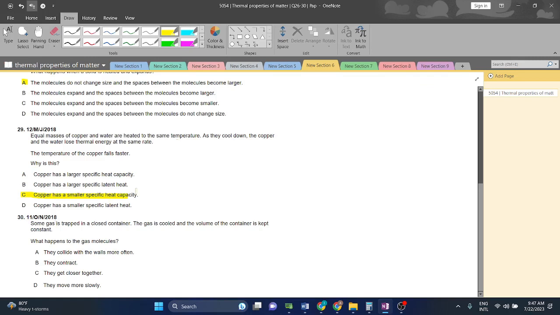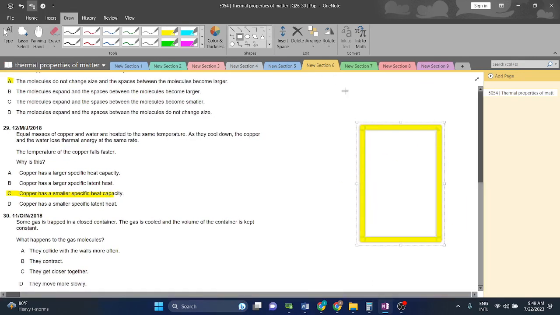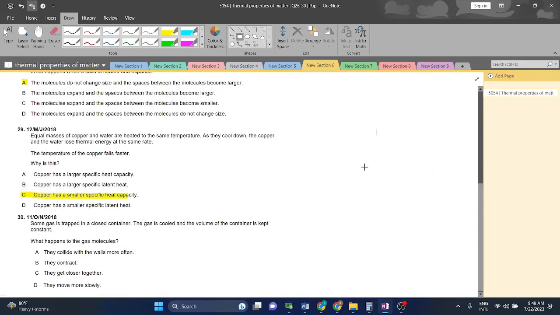Acha, question 30. Some gas is trapped in a closed container. The gas is cooled and the volume of the container is kept constant. What happens to the particles? Acha, when the gas is cooled, so the molecules or particles inside the container, उनकी energy कम होगी ना, right? Their energy will reduce, and when their energy reduces, that means the particles will slow down because the kinetic energy reduces. So that means they move more slowly.